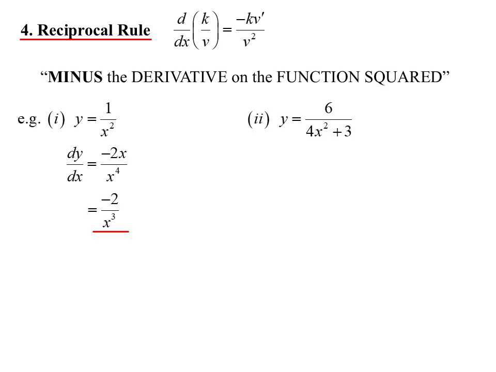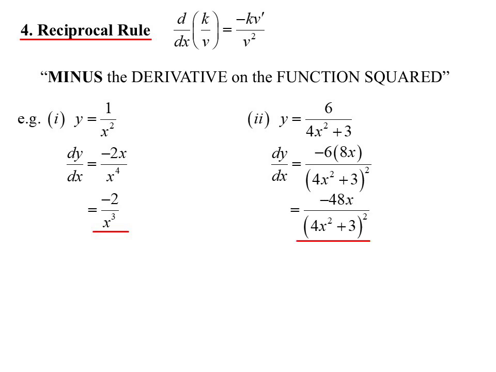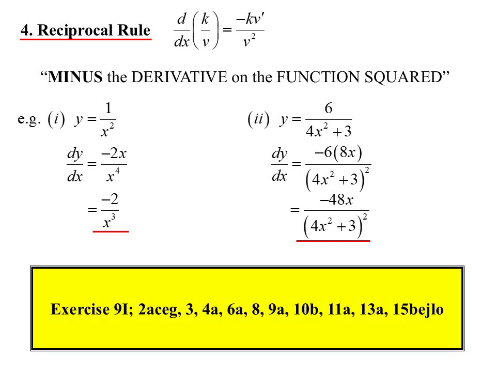So if I get something like that, minus the derivative on the function squared. Well, in this case, there's a 6 on the top, so I'm going to be multiplying by 6, but the derivative of the denominator in this case is 8x. So when I go minus the derivative, it's minus, the 6 is there of course, 8x on (4x squared plus 3) squared, minus 48x on (4x squared plus 3) squared. So minus the derivative on the function squared can save you some time. So there's 2 new rules to play with.